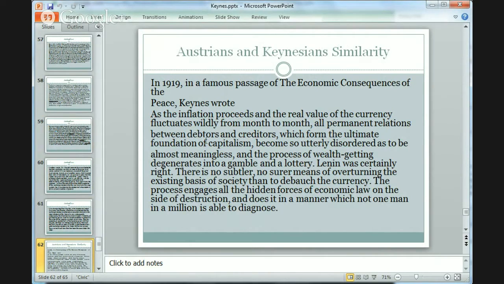Austrians and Keynesians, the similarities, and I'm pretty sure Michael is the expert over here. Unfortunately, he doesn't have a mic. This comes from one of Lachmann's essays, and they are looking into Keynes, like what are the similarities or what are the common grounds between Keynes and Austrians.